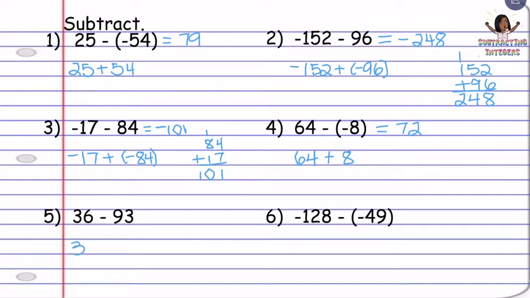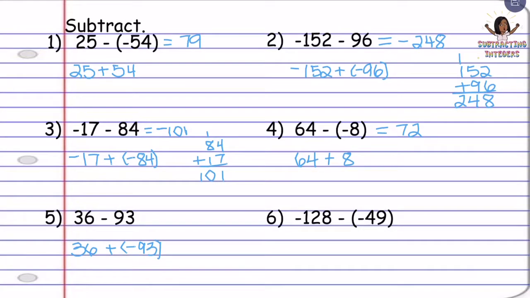Number 5, 36 minus 93. So we have 36 plus negative 93. The two numbers have different signs, so we're going to subtract them. 93 minus 36 is going to get us 57. So is it going to be positive 57 or negative 57? Because 93 has the highest absolute value out of 36 and negative 93, the answer is going to be a negative 57.